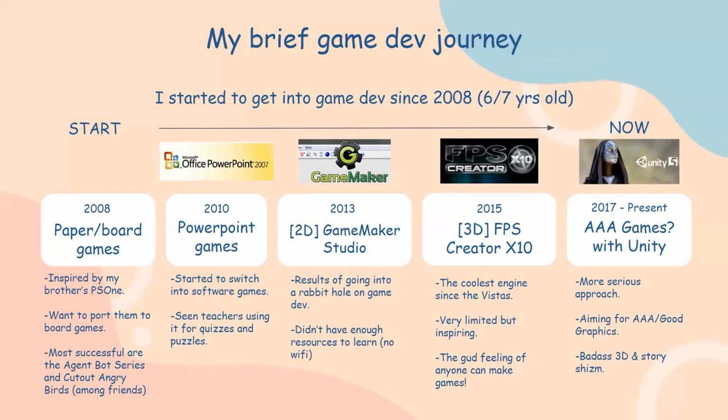But then in 2015, I found another pretty cool engine called FPS Creator X10. It's a 3D FPS shooter game maker where you can put some blocks in and you become a first person shooter with a bunch of enemies and stuff. The cool thing about it was that it was the first 3D engine that I used, and it was actually for Vista, but Vista died, so no one really knows about this. It was very limited, but still inspiring for me, because of it I could feel that anyone can make pretty cool games from the get go if you know what you're doing and if you have the software for that.